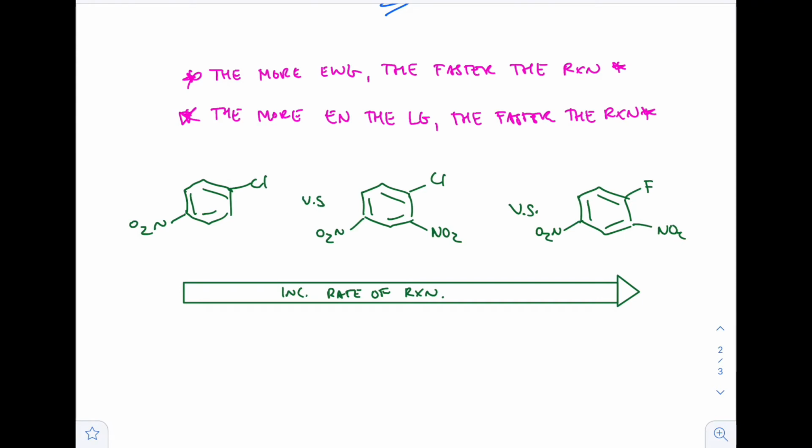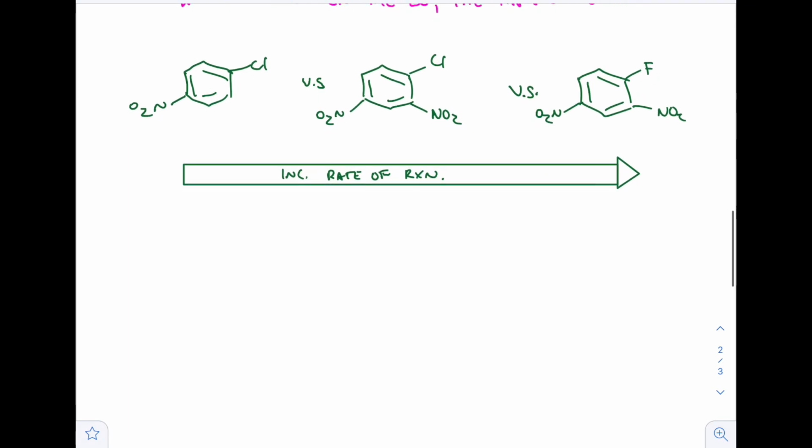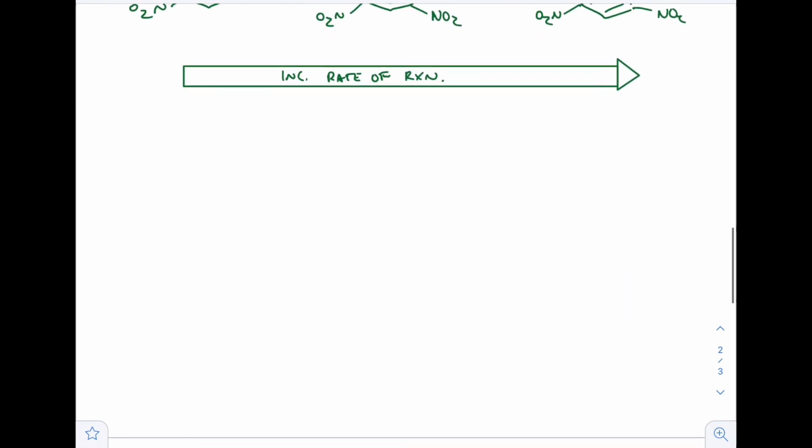Now, the substitution on the right is basically a chlorine swapped out for a fluorine. So that's showing you that the more electronegative atom is going to react faster. And so the trend is increasing as we go from left to right. Okay? All right, so that was basically those two criteria in a nutshell.